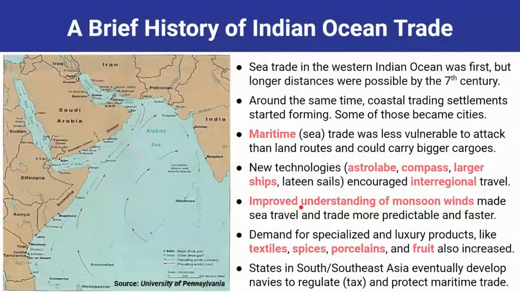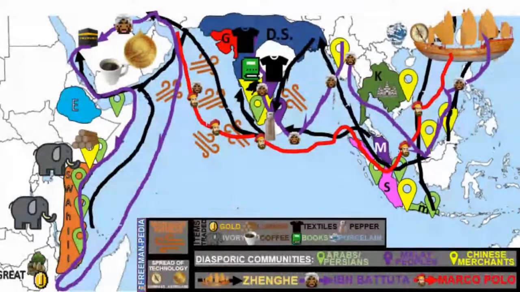Eventually, some of the Southeast Asian states start developing navies to actually regulate the trade, mostly to tax it. Malacca is an example of this, and also to protect that trade. Just like how once the Mongols could protect Silk Road trade, that improves things, as you might imagine. If you can limit things like piracy and all that, that benefits Indian Ocean trade as well.